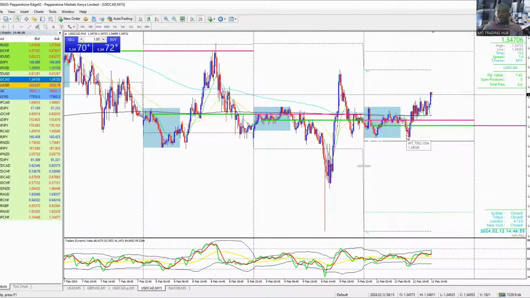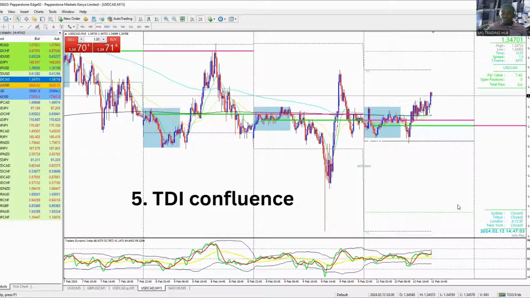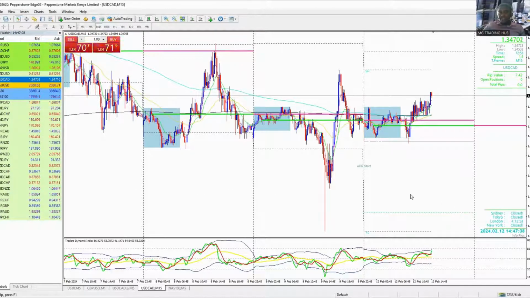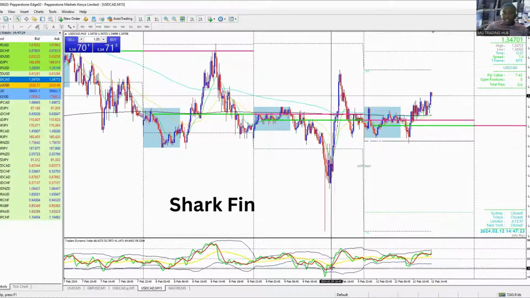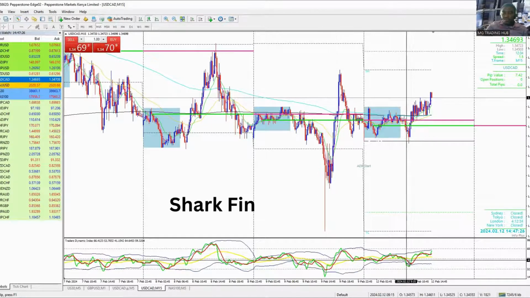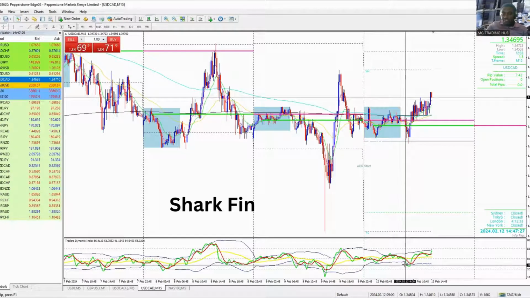And then condition number 5, and one of the most important things, is TDI confluence. You have to know how to use the TDI, and it's very important for you to get a good trade. With TDI, you'll be looking for 3 things, and this is how you use TDI whenever you're trading with BTMM. Number 1, you're looking for a shark fin. A shark fin is anytime the price spikes out of the band. This is what we call a shark fin.